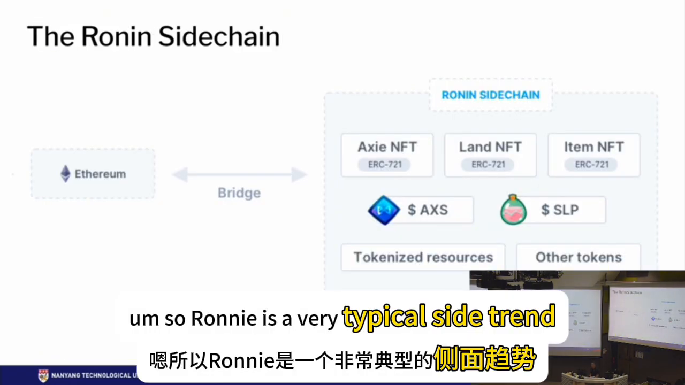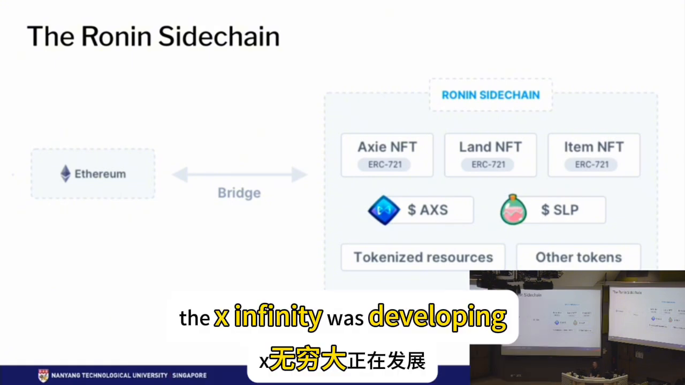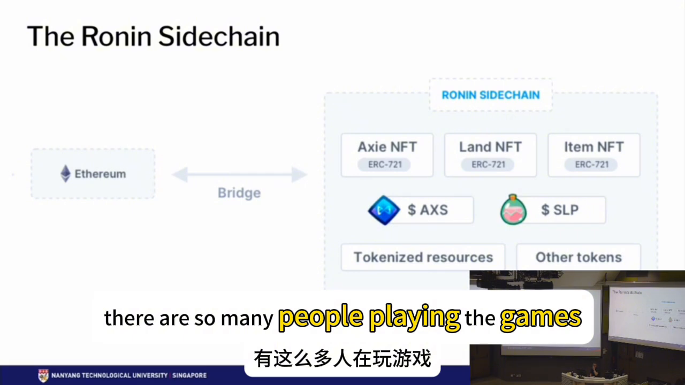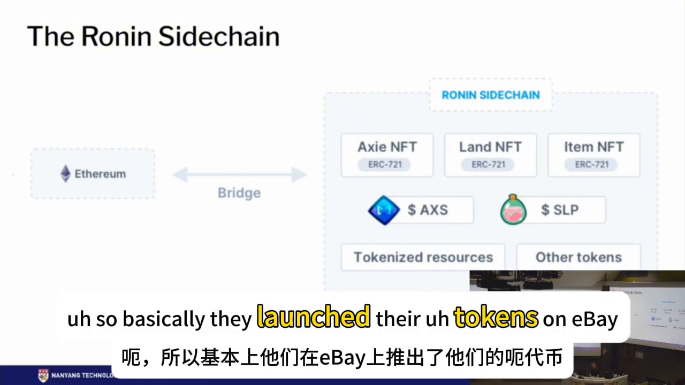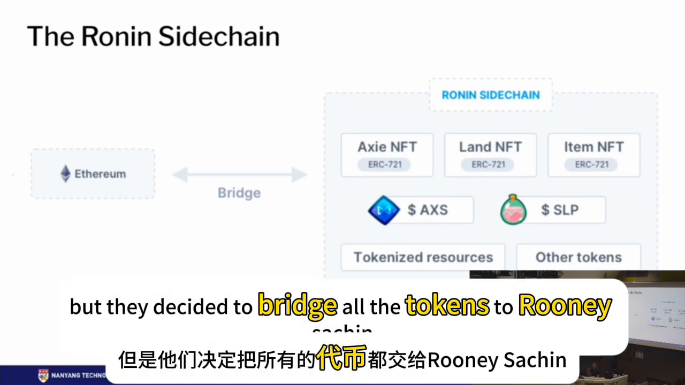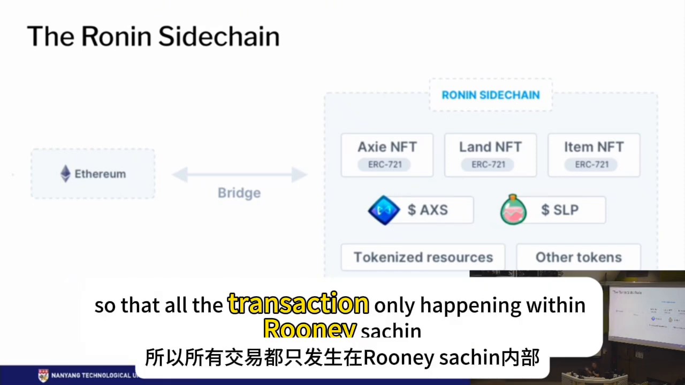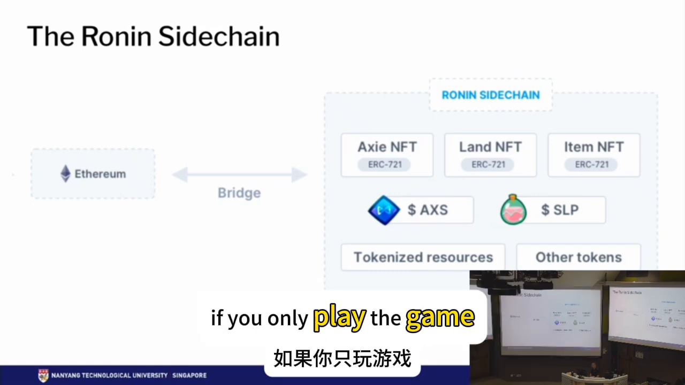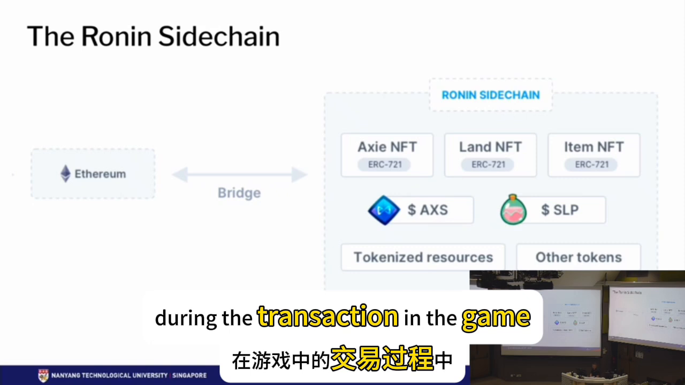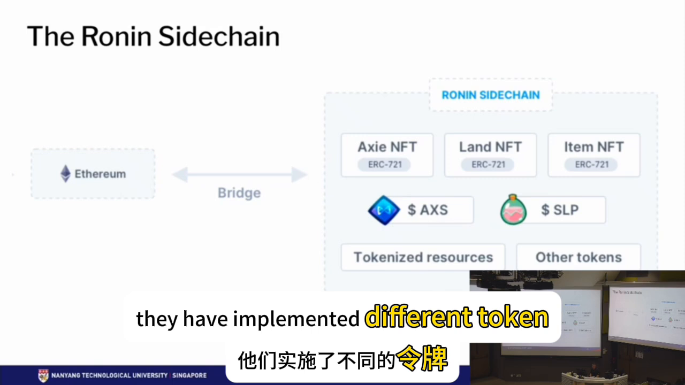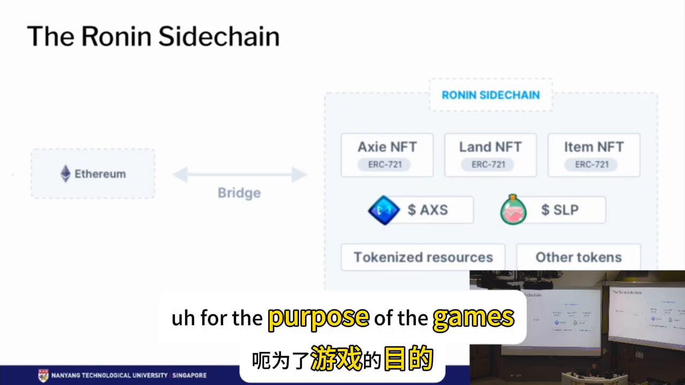So Ronin is a very typical sidechain. Axie Infinity was developed because the game was so popular, and there were so many people playing. Basically, they launched their tokens on Ethereum, but they decided to bridge all the tokens to the Ronin sidechain, so that all the transactions only happen within the Ronin sidechain if you only play the game. So they implemented different tokens for the purpose of the game.